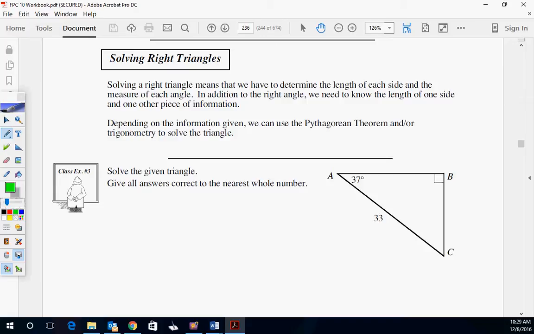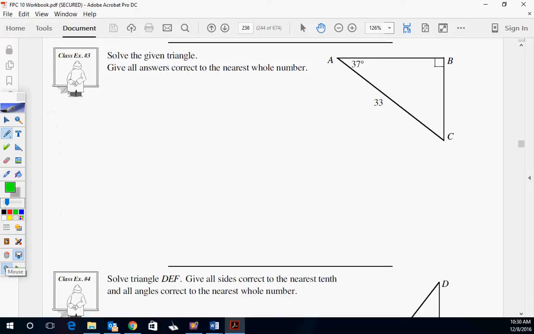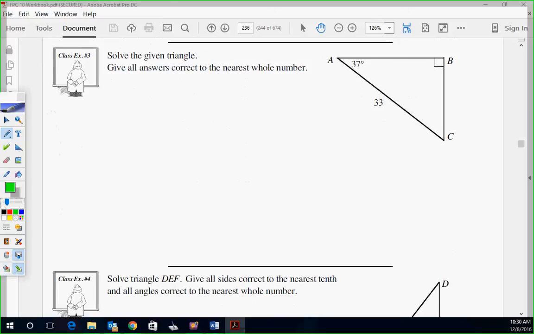Give all answers to the correct nearest whole number. So here we go. We're going to use everything we've learned to get this down. We're given that angle and that side. First off, I can find all the angles easily because 90 plus 37 plus this should be 180. So 90 plus 37 is 127. 180 minus 127 is 53. This angle here is 53. It has to be, by definition of a triangle being 180 degrees.